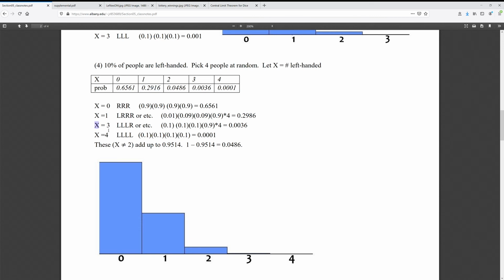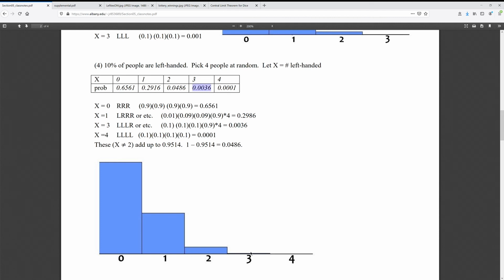At the other end of things, 3 left-handed people means that the only right-handed one could be the first one or the second one or the third one or the fourth one. So it's going to be the same calculation 4 times, right? Multiply 3 L's and an R, as it were. 0.1 times 0.1 times 0.1 times 0.9. 0.1 cubed times 0.9 is 0.0009 when you get past the scientific notation on the calculator. 0.0009 multiplied by 4, of course, is 0.0036. 9 times 4 is 36. So that one's actually right, and there it is.